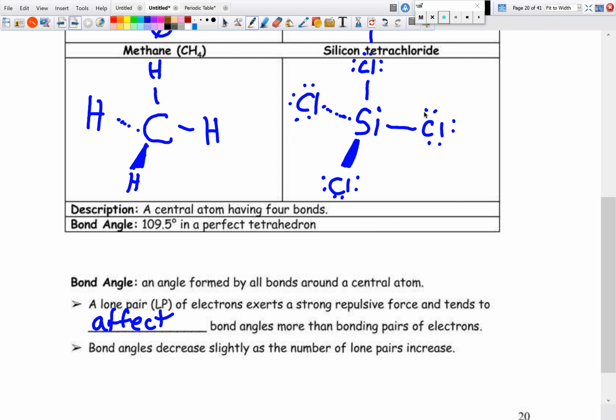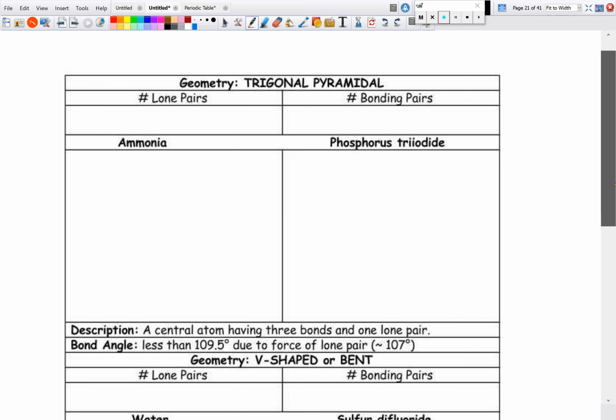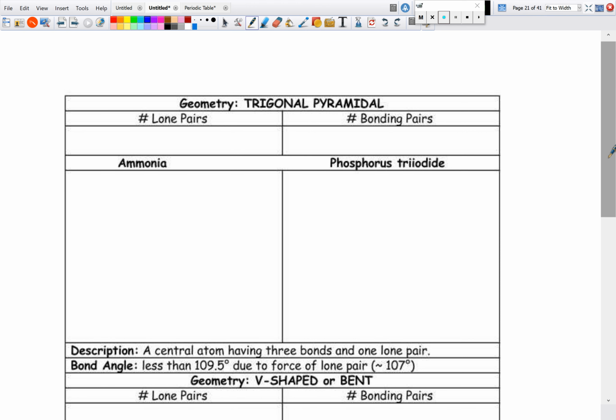All right, next slide. So our next geometry, and this is the last one that uses the wedge and the dashed lines. All the other ones after this are only going to use straight lines. So we have our trigonal pyramidal. Please remember these names as well. Now, if you want to, you can just say pyramidal. You don't need to write out the trigonal, but either way, this is the important one, so you can record it as pyramidal or trigonal pyramidal.